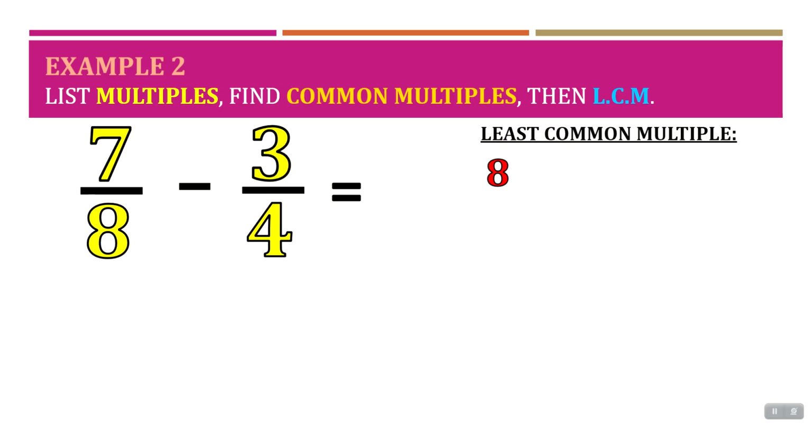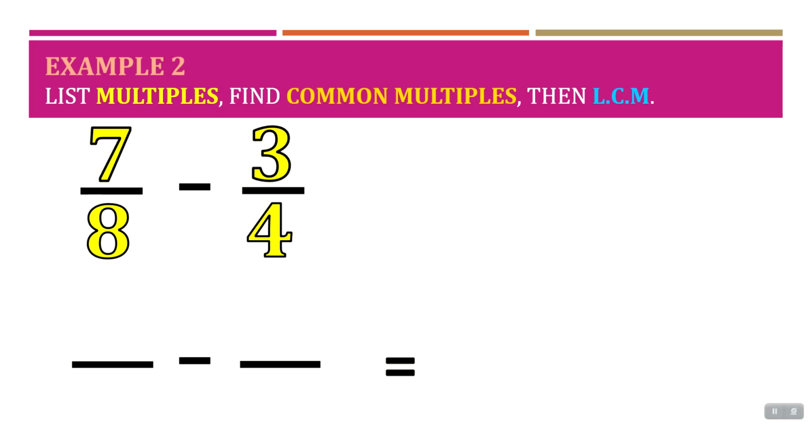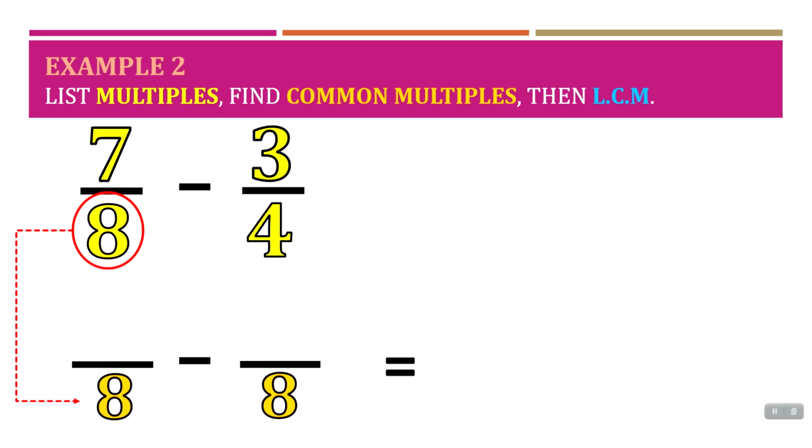And so we will convert our fractions into denominators out of 8. And we ask ourselves, 8 times what gives us 8? We know 8 times 1 gives us 8, and so therefore 7 times 1 is 7. You can see that that fraction did not change.